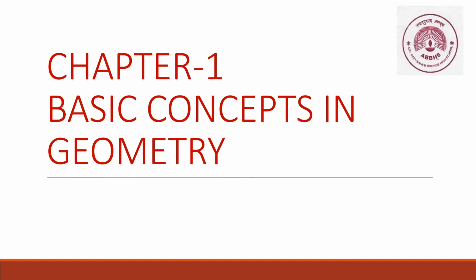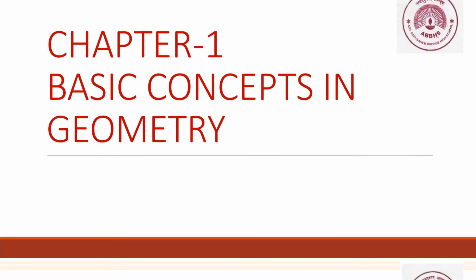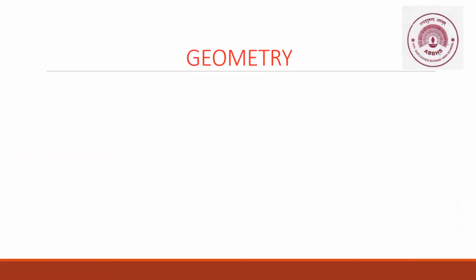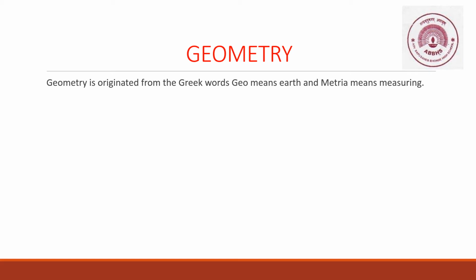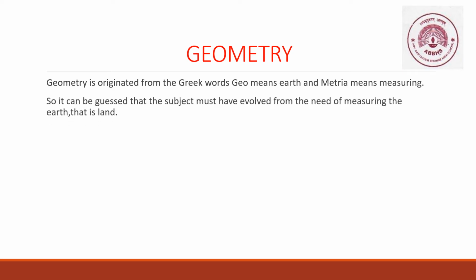We are going to study Chapter 1, Basic Concepts in Geometry. Geometry originated from the Greek words geo, meaning earth, and metria, meaning measuring. So, it can be guessed that the subject must have evolved from the need of measuring the earth, that is, land.